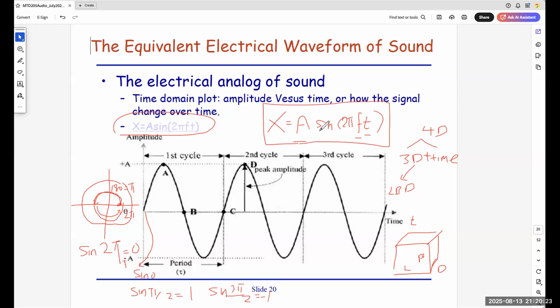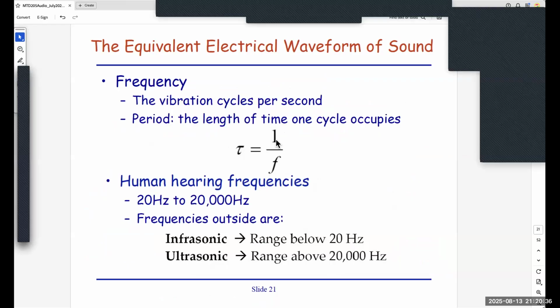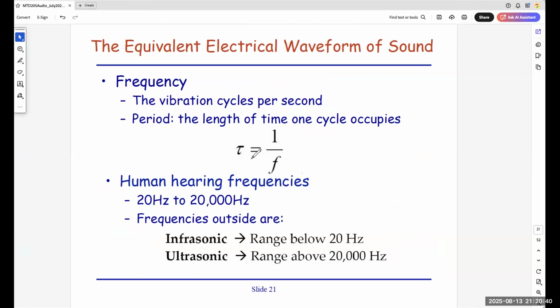A, amplitude, multiplied by sine 2 pi ft. F is the frequency and T is the timing. And of course, we only make use of some of this information. On the next slide, you can see that, back to tau, frequency is a function of tau. So for example, frequency in short means how many cycles per second. Okay, so how many cycles per second?